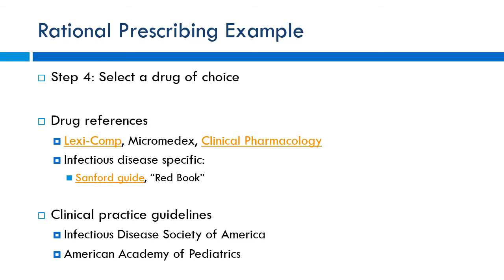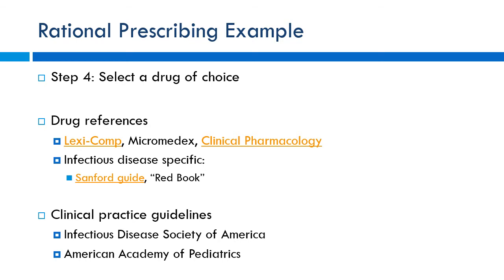It will give you all the information you need on a particular drug. Other references that are out there, things like Micromedex and Clinical Pharmacology, are all available through the Nova website. So you can look that up on their databases and get access to that. And then there are infectious disease specific books out there. Has anyone heard of the Sanford Guide? It is one you're going to use very frequently with infectious disease.